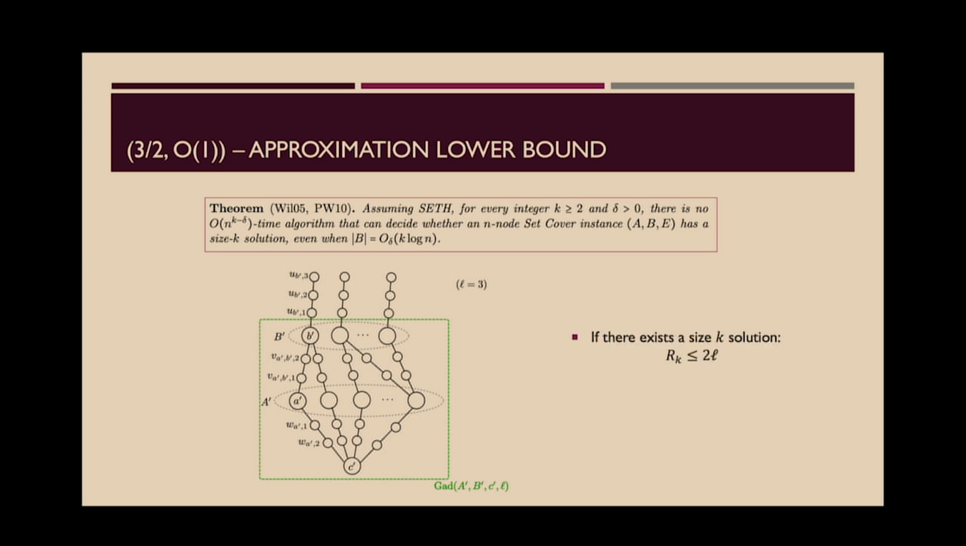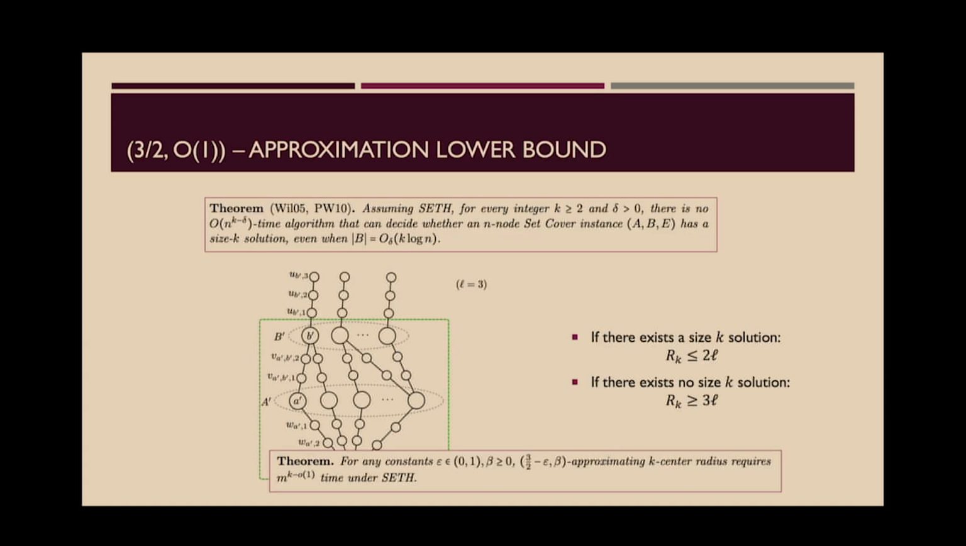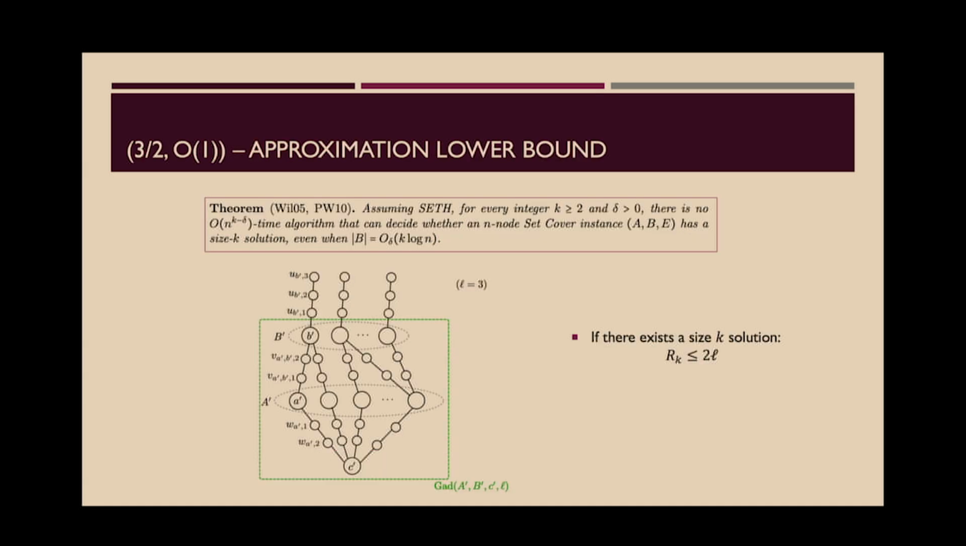So first, we'll see that if there exists a size K solution to our set cover problem, then the K-center radius of this graph is going to be less than 2L. So why is that? If we have a size K solution, so we have K vertices in A that are adjacent to all of B, we can just take those to be our centers in A.